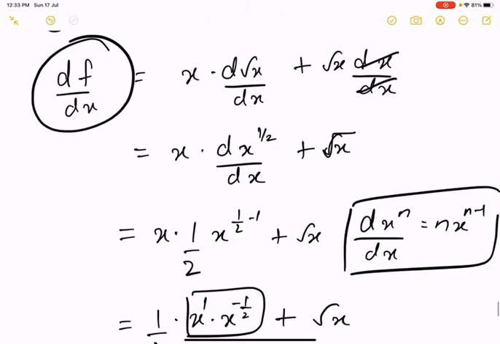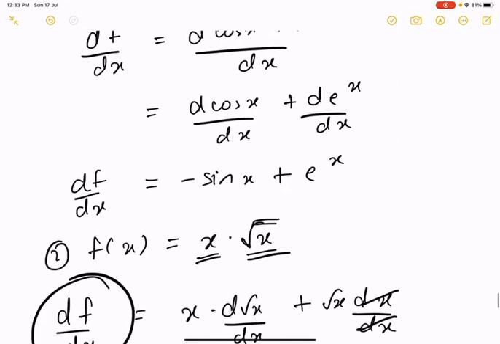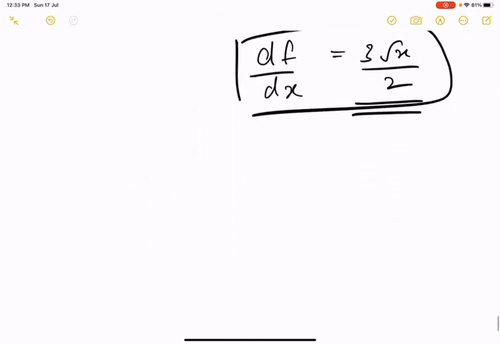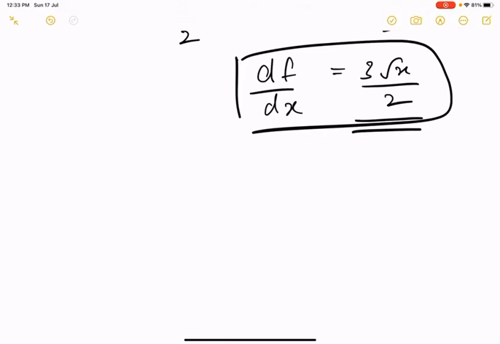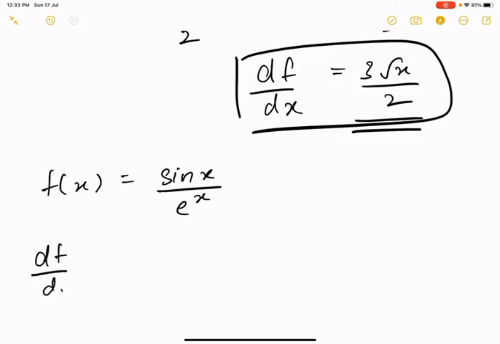So just use the rules, multiplication rule, addition rule. We can also try one example with the division rule. We can have something as, for example, sin x divided by e raised to x. So what does your division rule say?